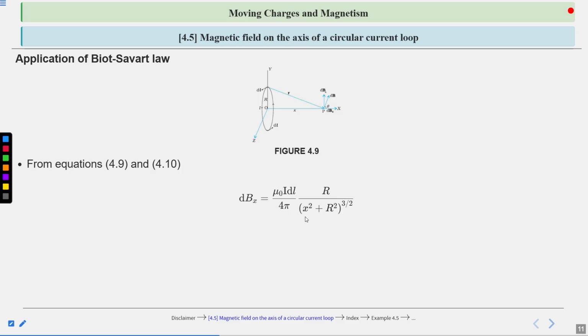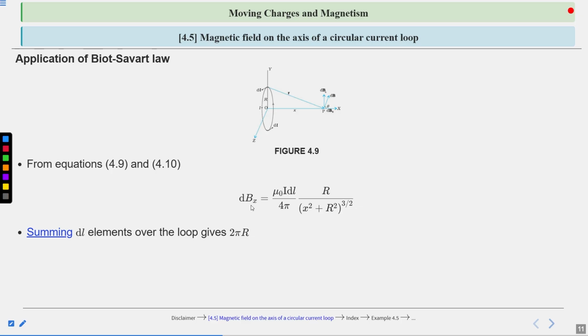Now x square plus r square raised to power 1 into x square plus r square raised to power 1 by 2, their powers will get added and result in 3 by 2. So dBx is equal to mu naught I dl upon 4 pi into R upon x square plus r square raised to power 3 by 2. So this is dBx, and this is due to the small elements. Now we have to integrate it. Summing dl elements over the loop, since you have divided the loop into very small elements, will result in the perimeter of the loop.